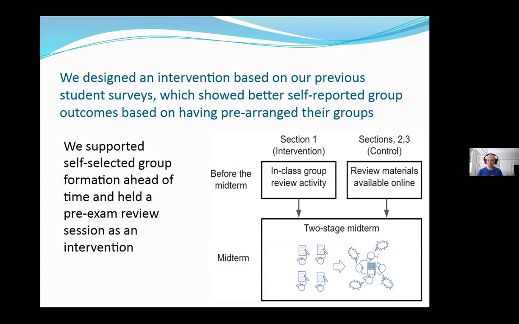The last thing I want to speak to is, we did a bunch of surveys, and we've been surveying students for quite a while on their experiences within group exams. Two of the key things that we noticed were predicting high results in these surveys in terms of students' self-reported outcomes: one, if they had prearranged their groups, students tend to have a much more favorable experience, and some other outcomes we were looking at were also favorable.